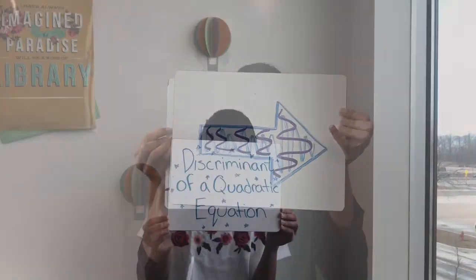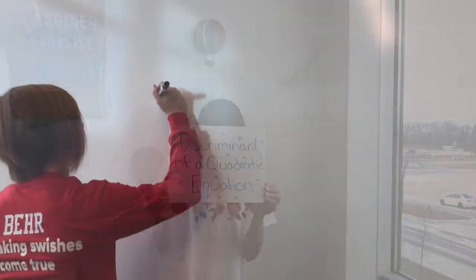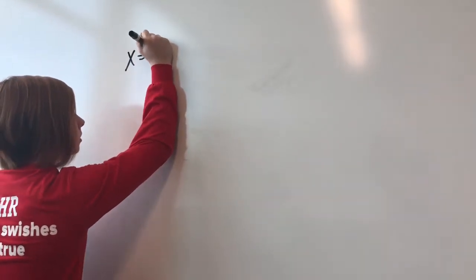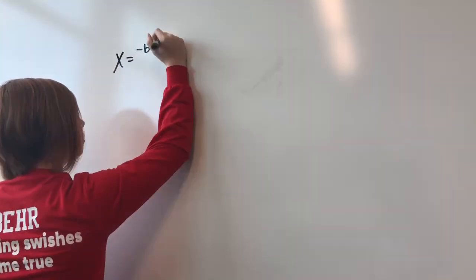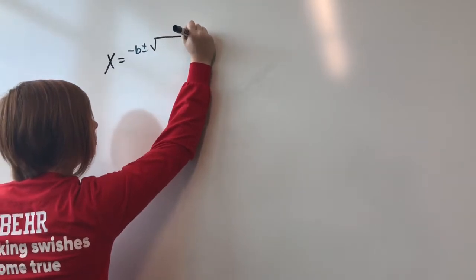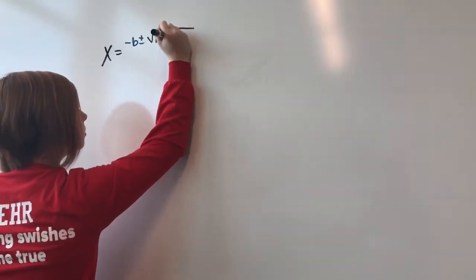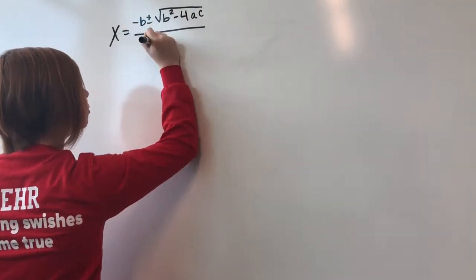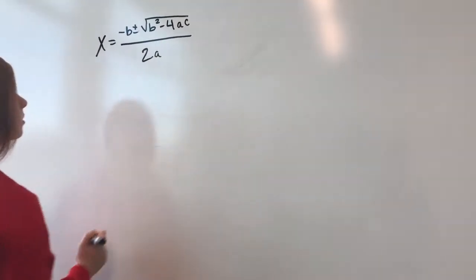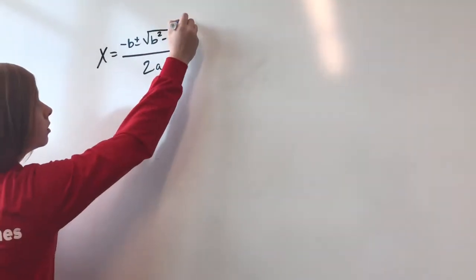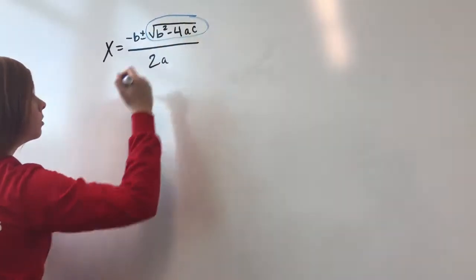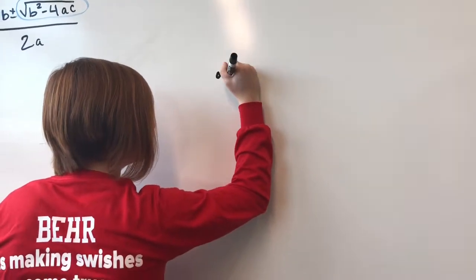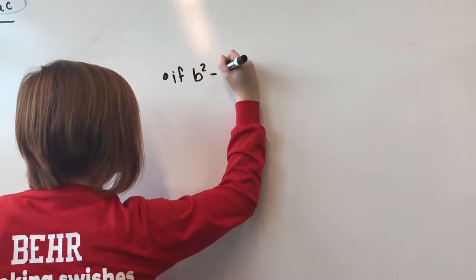All right, so our next topic is going to be the discriminant of a quadratic equation. So for this topic, we're going to start out by writing out our quadratic formula, which is x equals negative b plus or minus the square root of b squared minus 4ac, divided by 2a. Now, we're going to focus on only what's under the square root, which is going to help us find our discriminant, which will help us find the number of real solutions.